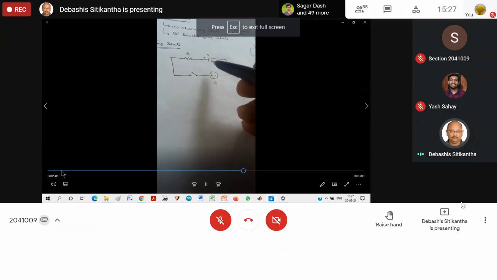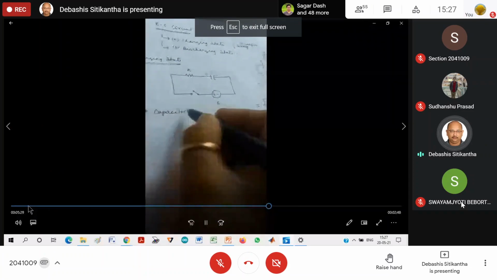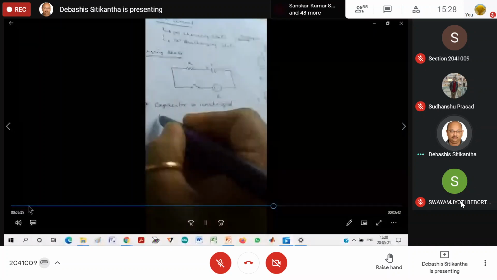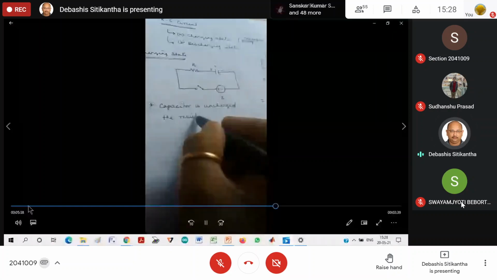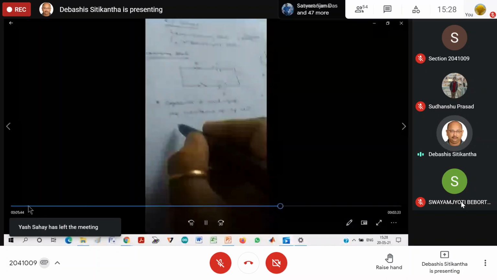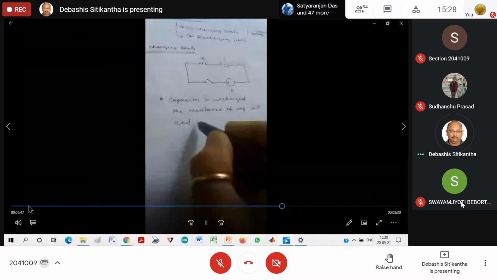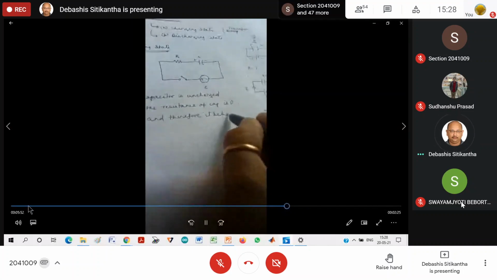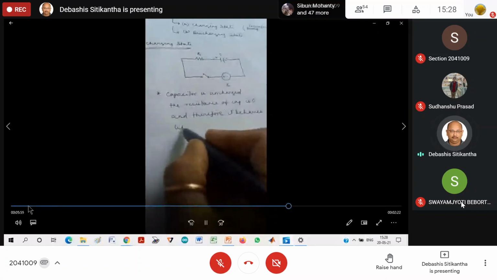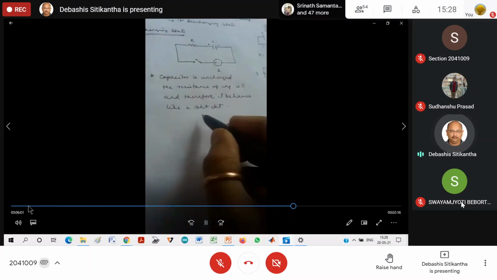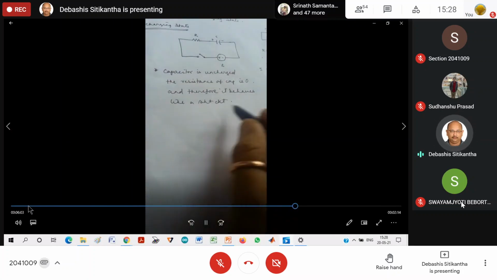The capacitor is uncharged. The resistance of the capacitor is 0, and therefore it behaves like a short circuit. So in order to avoid this short circuit, we need to connect a resistance in series.